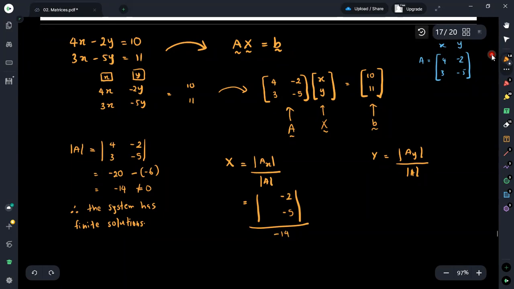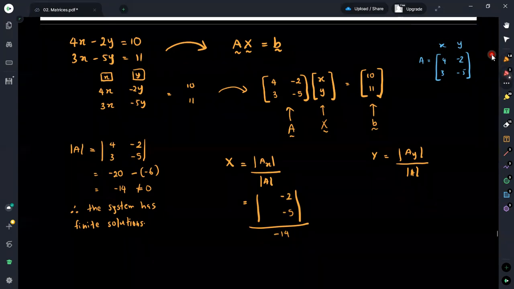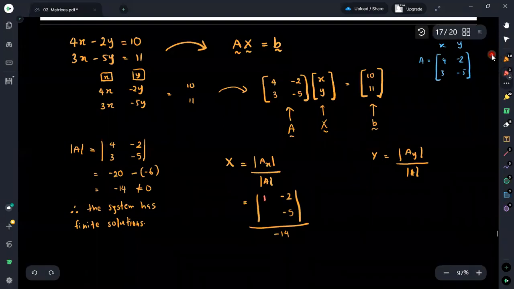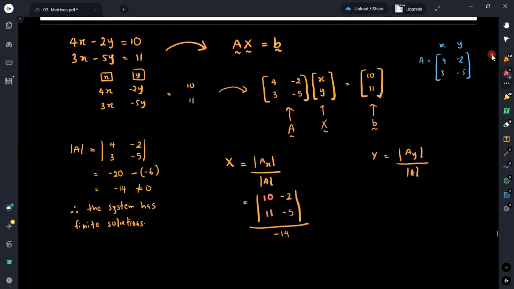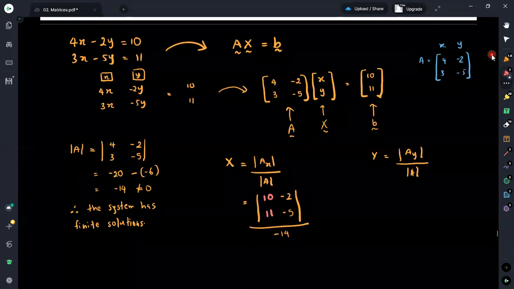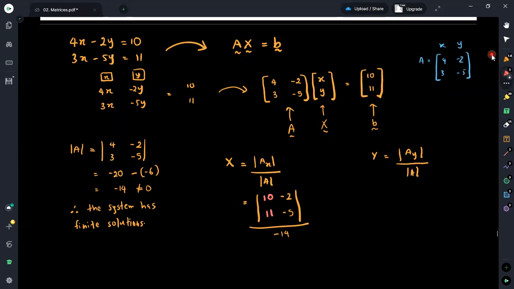Now we have missed our first column. Therefore, it has to be replaced by the constant terms. It is the vector of constant terms. Therefore, this will be written as 10 and 11. These are the values used for the first column, because we are going to calculate the values for variable x. Therefore, we have to replace the coefficients of the variable x by this constant term.